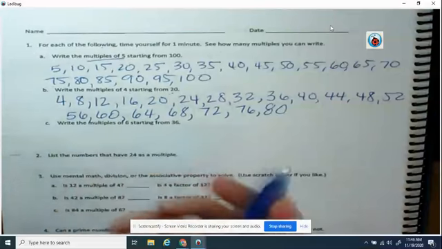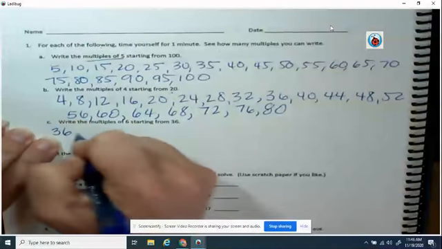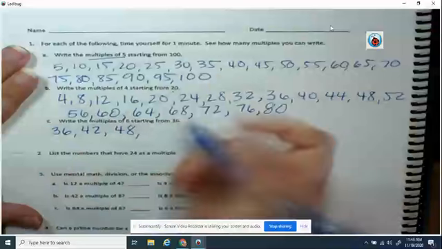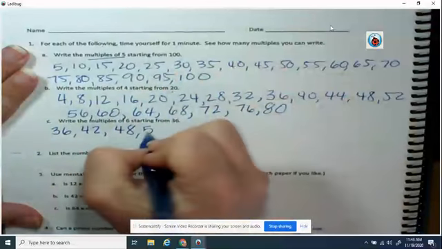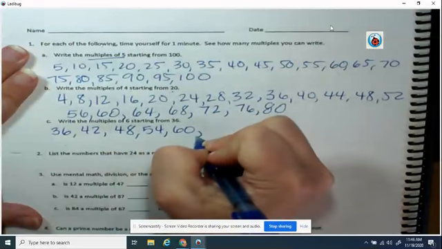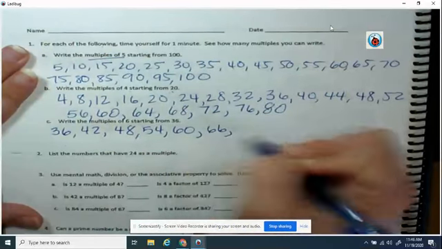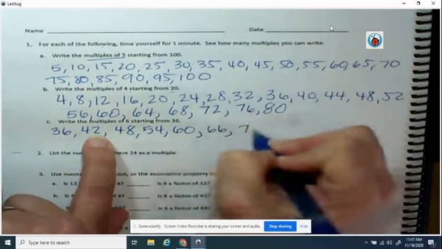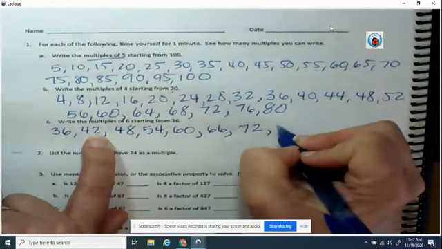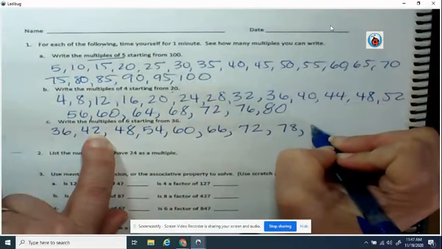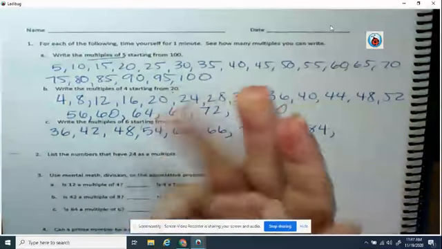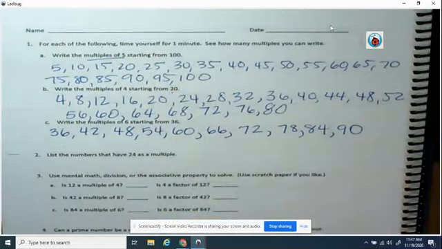Write the multiples of 6 starting from 36. Okay, so 36 plus 6, 37, 38, 39, 40, 41, 42. If you don't know them, you can do that. 48, 49, 50, 51, 52, 53, 54. Okay, 54 plus 6 is 60. 60 plus 6 is 66. 66 plus 6, notice my pattern here, 36 to 42. So we're going to go up a 10, and then we're going to have a 2. So 72. 72 plus 6 is 78. 78 plus 6 is going to be 84. 84, 85, 86, 87, 88, 89, 90. Okay, and I'm going to stop there. So we're counting by a number. We're going up 6 each time.